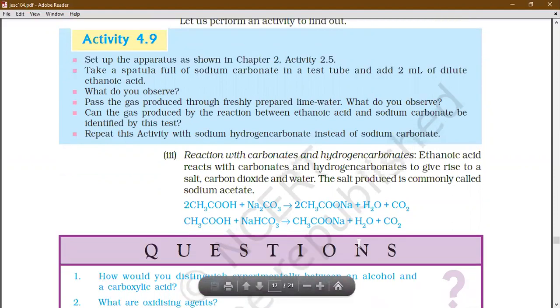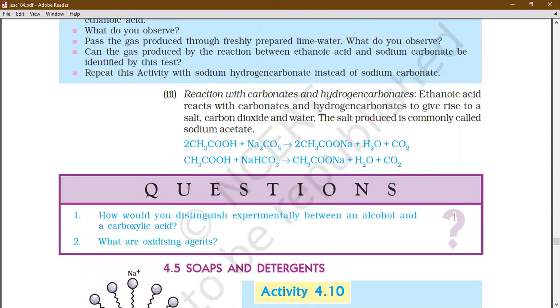Reaction with carbonates and hydrogen carbonates. Ethanoic acid reacts with carbonates and hydrogen carbonates to give rise to a salt, carbon dioxide, and water. The salt produced is commonly called sodium acetate.